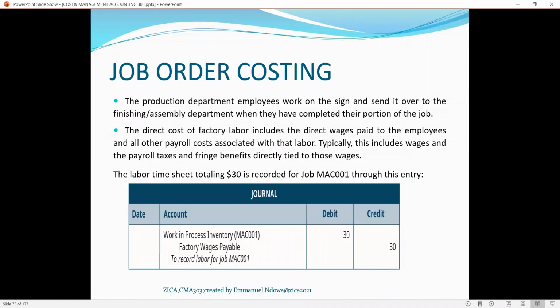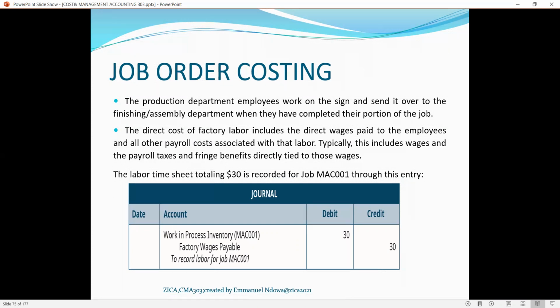So you have seen that we have covered the stage for the materials. The material is now in the production department. We now need to allocate the labor that is going to be utilized now in the production department. The direct labor that is going to be employed in producing the billboard.